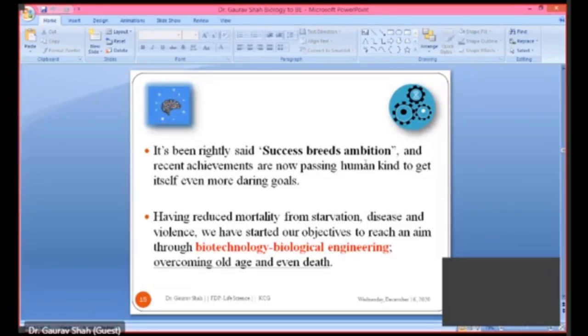I'm very sorry if I go a little bit philosophical, but as I told you, this is thought provoking, right? I have data, I have references, and I'm still working on it. This is a very interesting and fascinating subject. So, recent achievements are now pushing humankind to get into even more daring goals, right? We dare things, having reduced mortality from starvation, disease and violence, that slide we saw was very important.